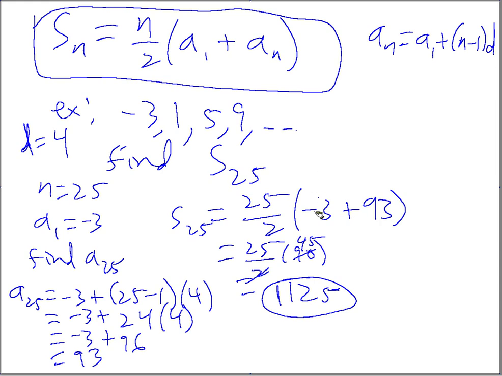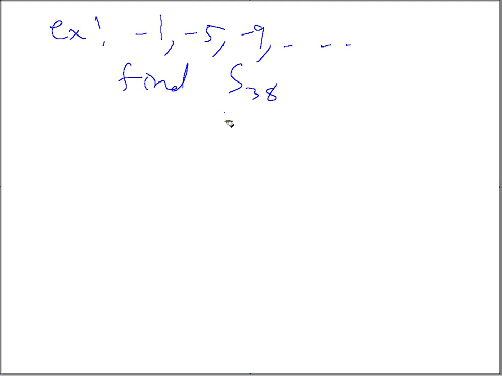All right, let's try another one. I'm going to clear out the screen. Let's go and find the sum of the... Let me give you this list of numbers. How about let's do one we had earlier: -1, -5, -9, and so on. All right, let's find the sum of the first, say, 38 terms. Let's find S38. All right, sum of the first 38 terms.